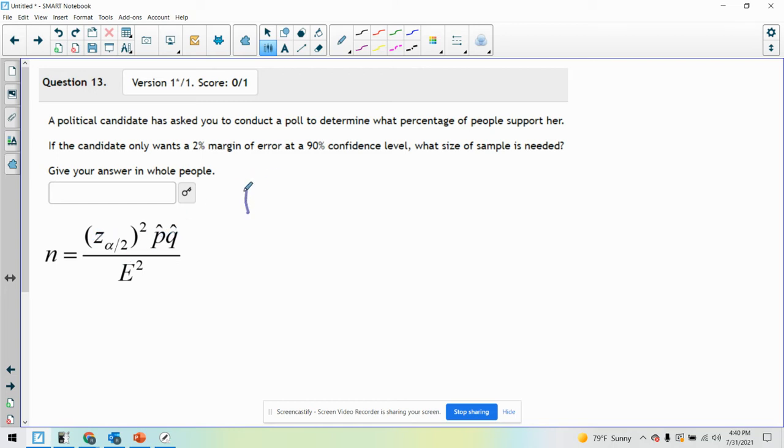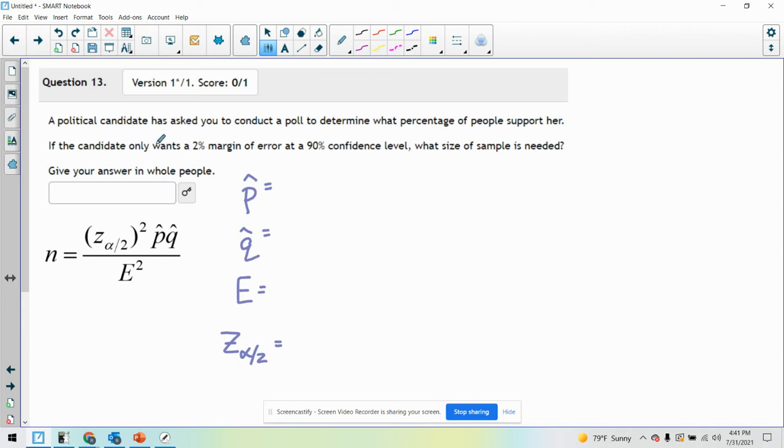We need P hat. We need Q hat. We need our margin of error. And then we need the Z of alpha over 2. Okay, that's one variable. So P hat is the sample proportion.